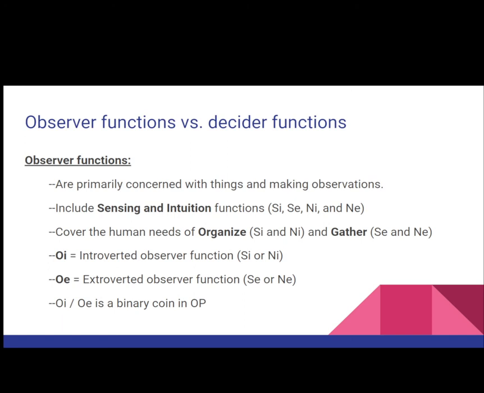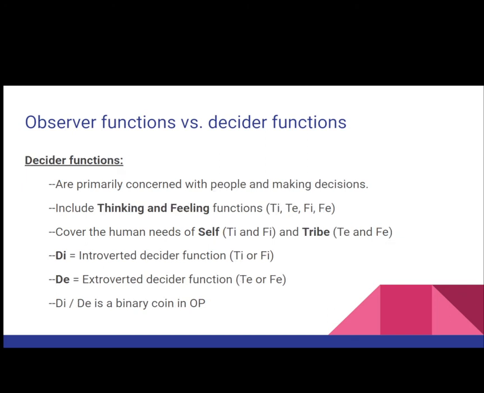So OI versus OE makes up a binary coin in objective personality. So on the OI side, you have the organize human need. On the OE side, you have the gather human need. So if you're stronger in the organize human need, you're going to be weaker in the gather human need and vice versa.